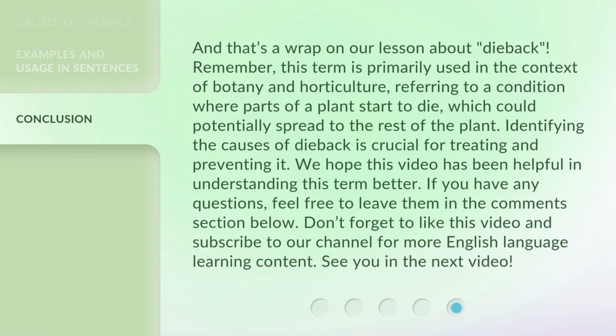And that's a wrap on our lesson about dieback. Remember, this term is primarily used in the context of botany and horticulture, referring to a condition where parts of a plant start to die, which could potentially spread to the rest of the plant. Identifying the causes of dieback is crucial for treating and preventing it.